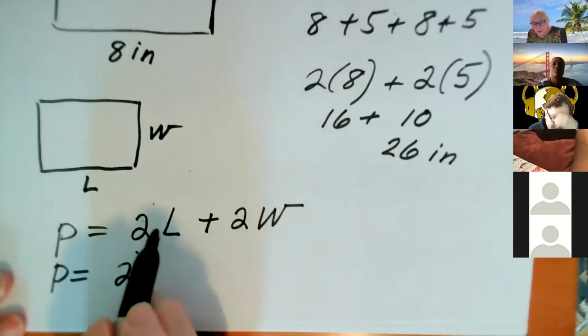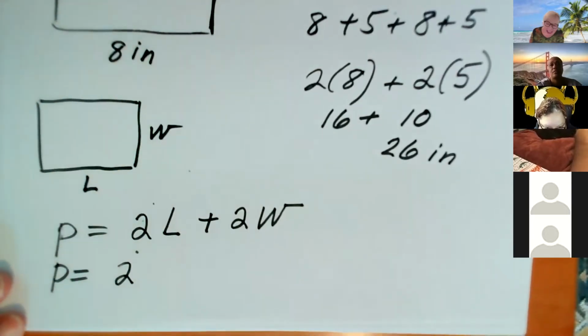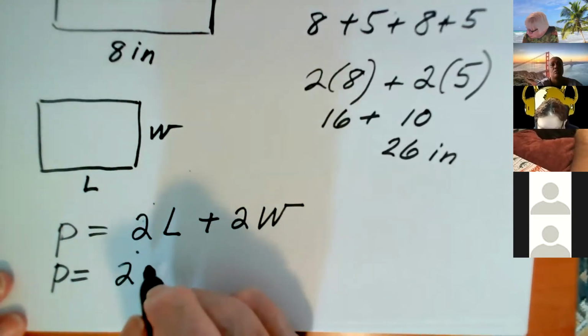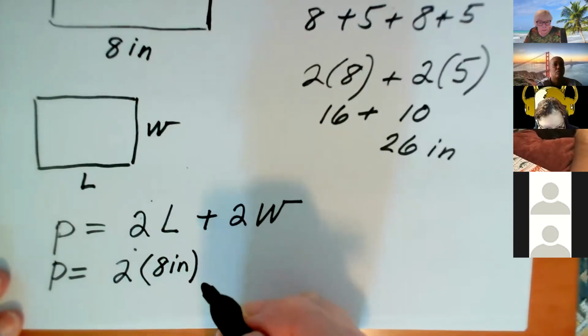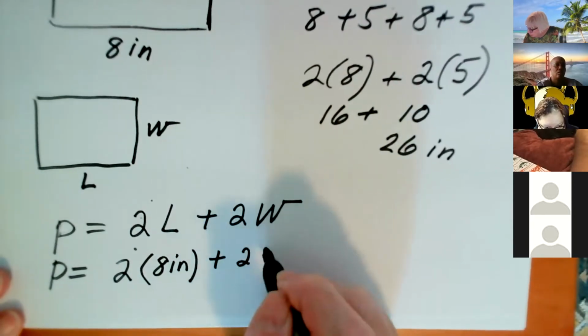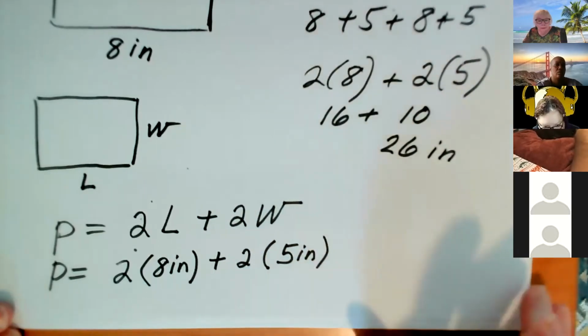Notice the L. What's between the 2? Are you seeing things yet? There's nothing there, so it's multiply. So it's 2 times 8, I'll actually put in the inches, plus 2 times 5 inches.